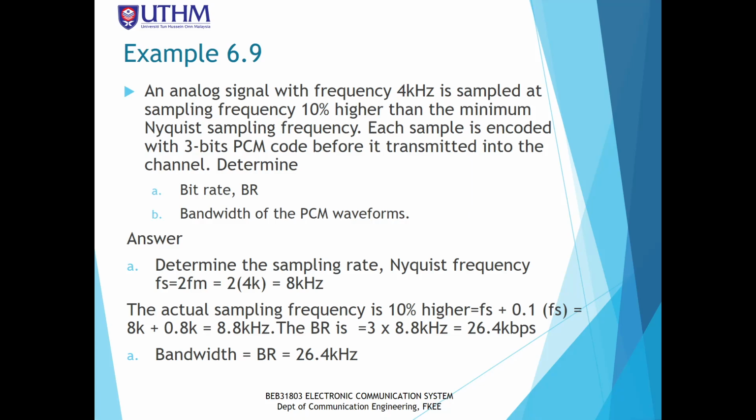And then what? Analog signal with frequency 4 kilohertz is sampled at sampling frequency 10% higher than the minimum Nyquist sampling frequency. That means 10% above minimum, 10% above 2 FM. So each sample is encoded with 3 bit, n equal to 3, before transmitted into the channel. Determine the bit rate.